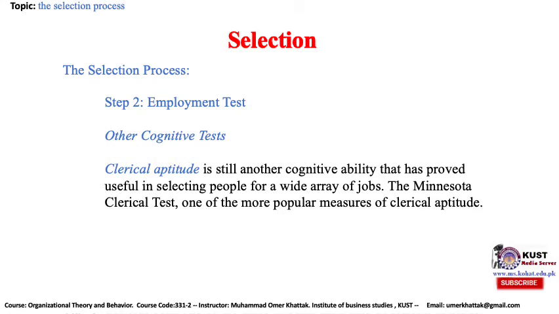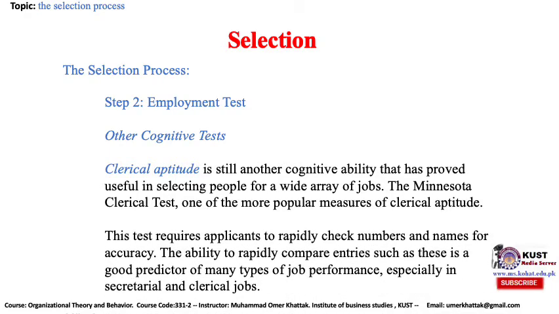Clerical aptitude is another cognitive ability that has proved useful in selecting people for a wide array of jobs. The Minnesota Clerical Test is one of the more popular measures of clerical aptitude. This test requires applicants to rapidly check numbers and names for accuracy. Their ability to rapidly compare entries such as these is a good predictor of many types of job performance, especially in secretarial and clerical jobs.